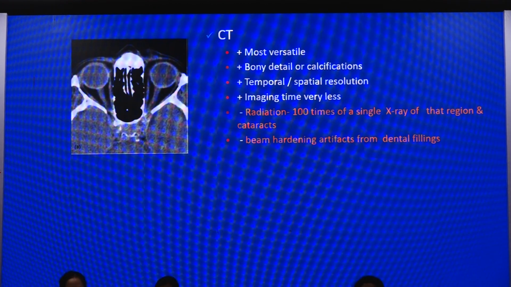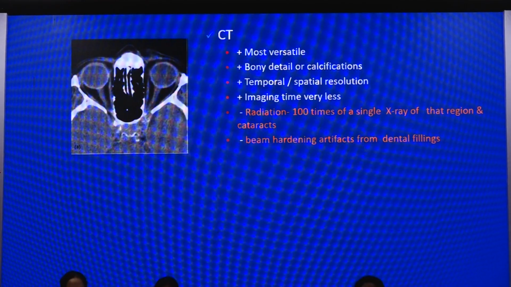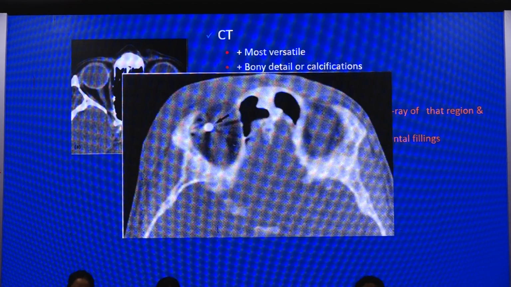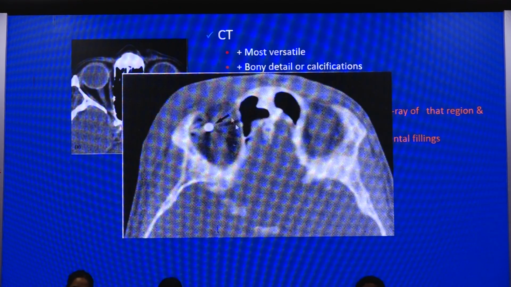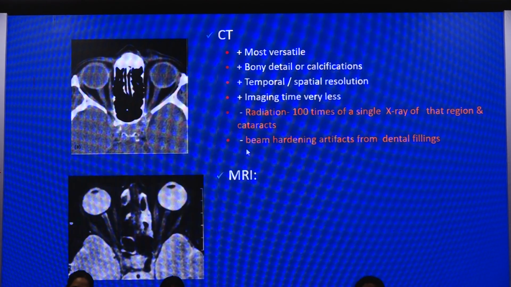But the downside is the radiation you are exposing, 100 times more than a single X-ray. So be careful in the pediatric patient. Nowadays the newer machines produce less radiation for pediatric patients also. The other important thing is the beam hardening artifacts. What is that? When the patient has any metallic implant, metallic foreign body or dental implant, what would be seen? You can see over here the spiral, radiating black and white shadows around whatever that foreign body is. These are called beam hardening artifacts.